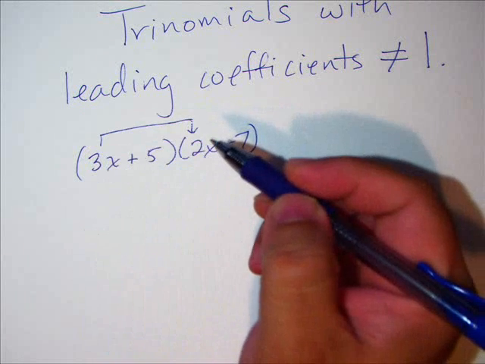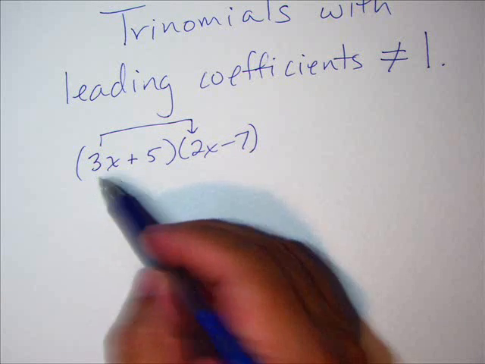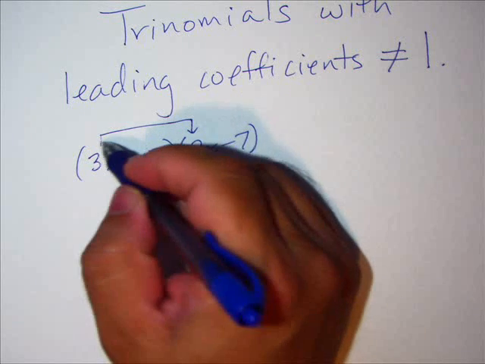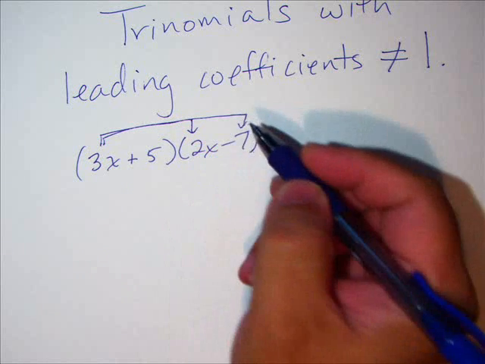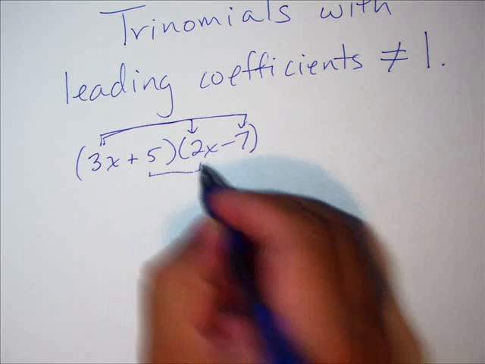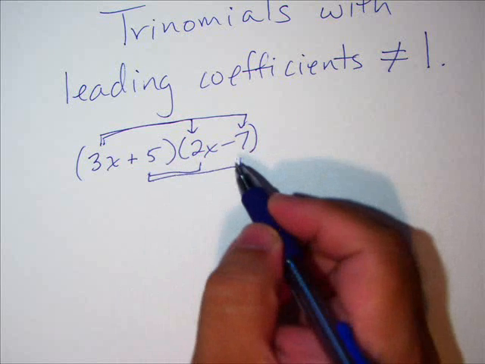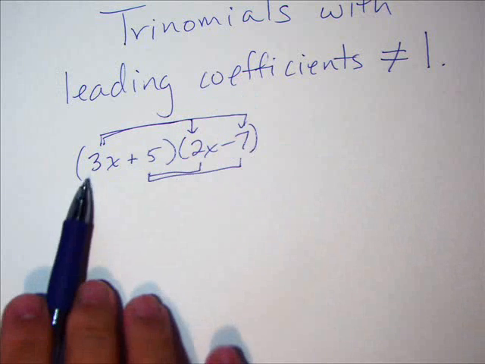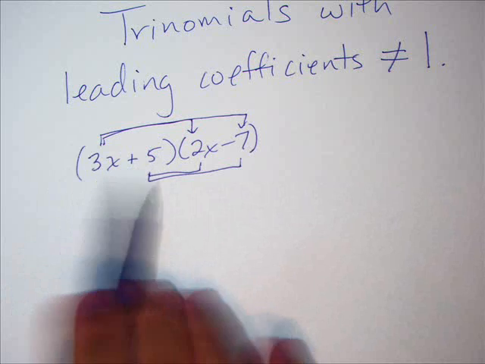Do you remember FOIL or the distributive property? FOIL says first: 3x times 2x, that's the first. Then the outside, which would be 3x times minus 7. Then the inside, 5 times 2x. Then the last, 5 times minus 7. That's really the distributive property applied twice, once for each term of this binomial.